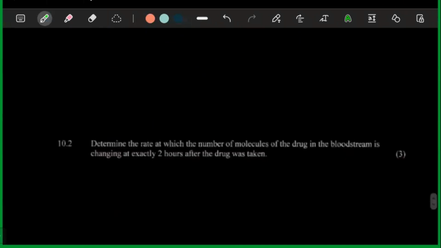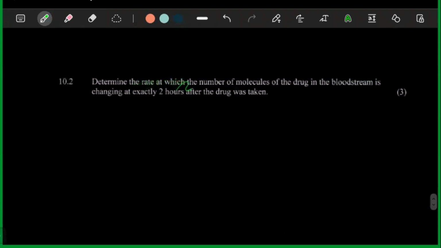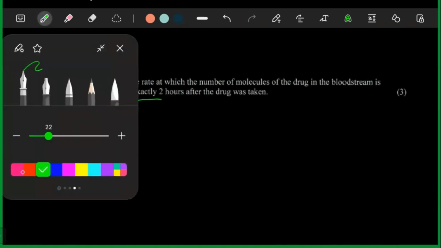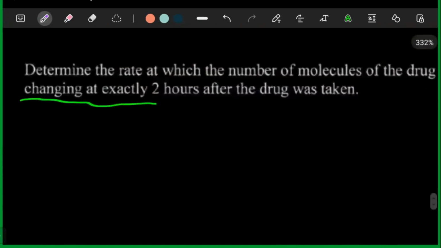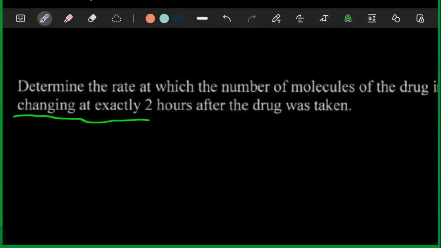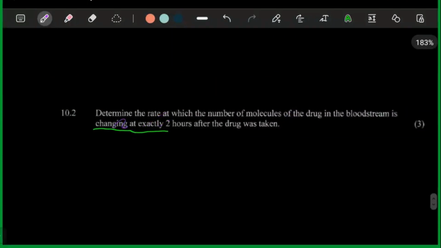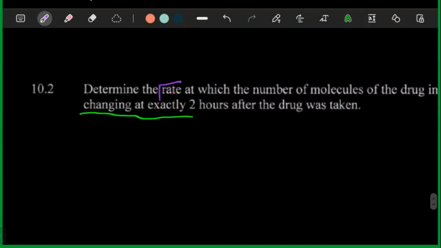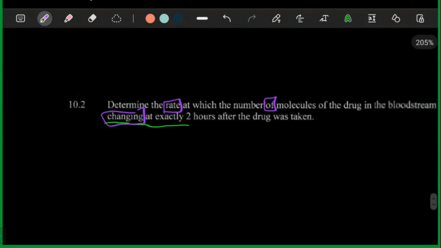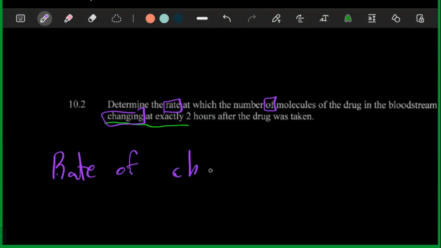The next question says the following. Determine the rate at which the number of molecules of the drug in the bloodstream is changing at exactly 2 hours after the drug was taken. So this is where your theory of words comes into play. When they say determine the rate at which the number of molecules in the bloodstream is changing, you see keywords here: rate of change. Now let's go deeper into this. Whenever you hear the words rate of change, what you need to think of is first derivative.